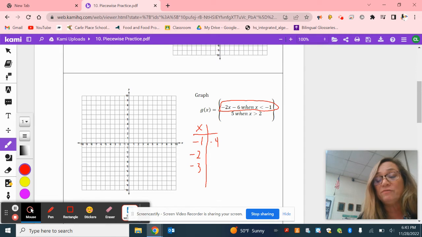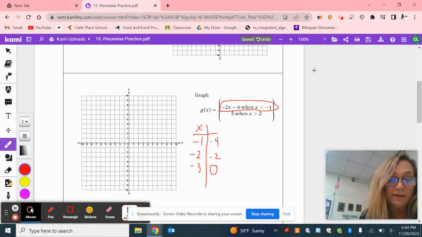When I plug in a -2, I get 4 minus 6, which is -2. And then I get 6 minus 6, which is 0. So I go to -1, -4. I'm going to make an open circle. And then I've got -2, -2. And I've got -3, 0. And that's going to also be a ray.